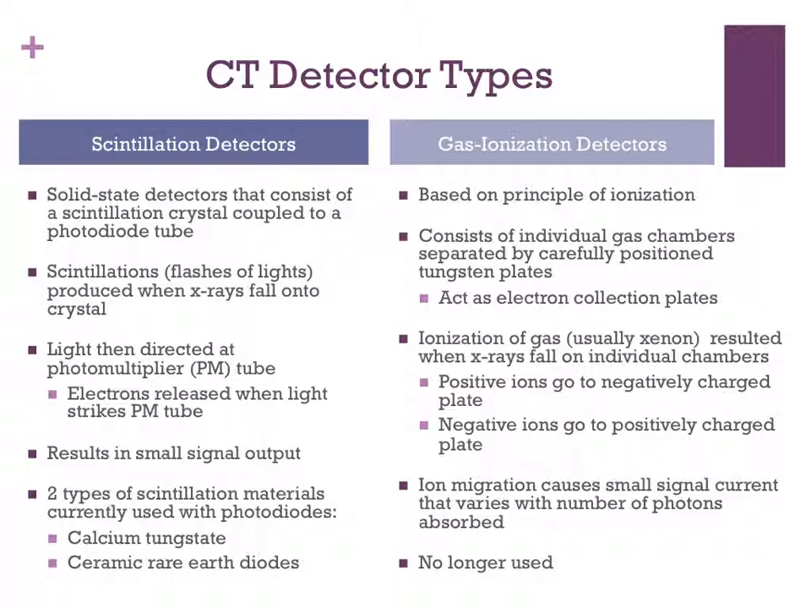Positive ions migrate to the negatively charged plate, and the negative ions go to the positively charged plate. This migration of ions causes a small signal current that varies directly with the number of photons absorbed. Xenon detectors have excellent stability and fast response times and exhibit no afterglow issues. However, their quantum detection efficiency is less than that of the solid-state detectors.